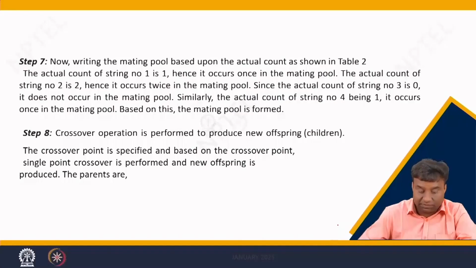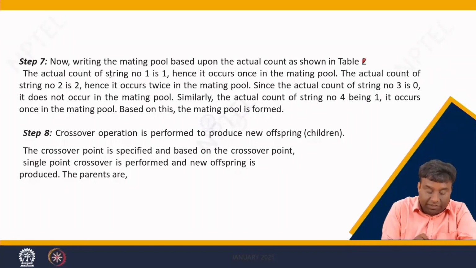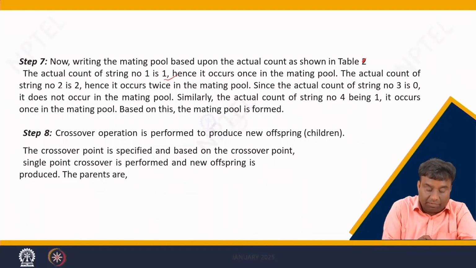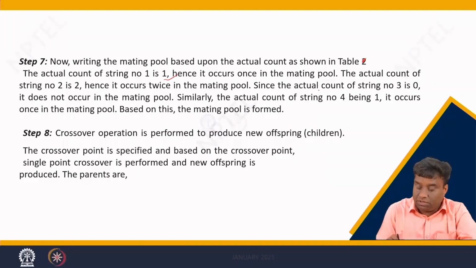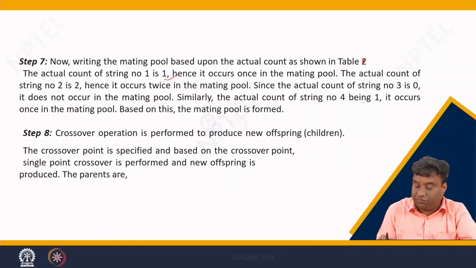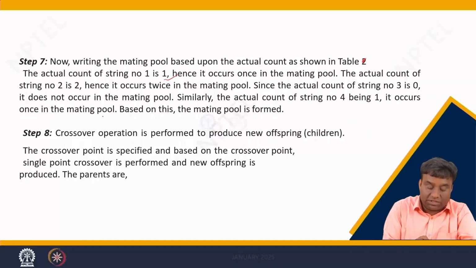So check these things. Now the mating pool is written based on the actual count shown in the table. The actual count of string 1 is 1, hence it occurs once in the mating pool. The actual count of string 2 is 2, hence it occurs twice in the mating pool. Since the actual count of string 3 is 0, it does not occur in the mating pool. Similarly, the actual count of string 4 is 1, so it occurs once in the mating pool.